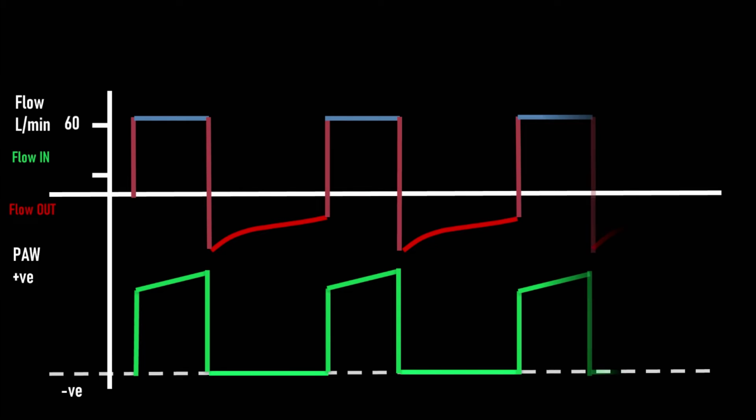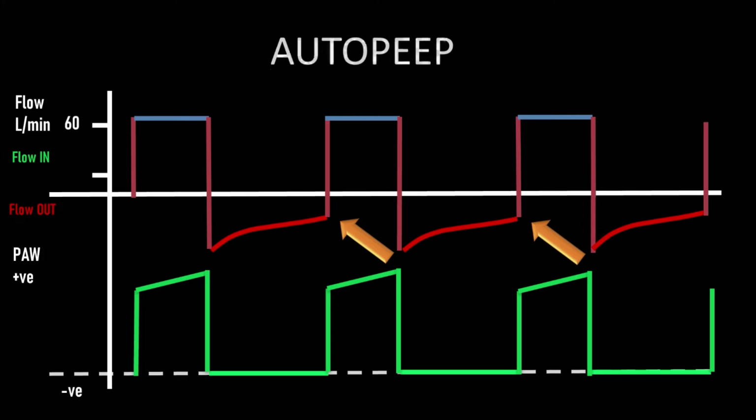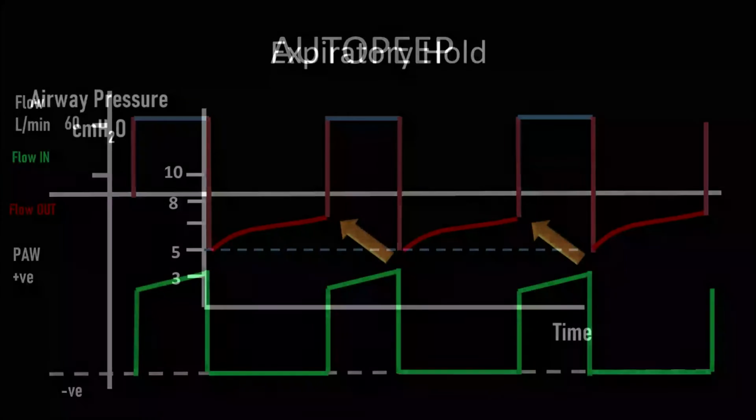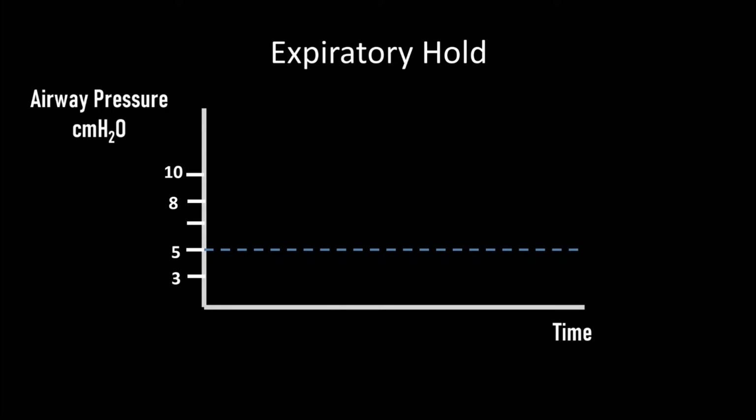You may recall this cartoon from the tutorial on flow waveforms and flow volume loops. I pointed out that the failure of the flow waveform to return to baseline in expiration is pathognomonic of auto-PEEP. However, to measure the amount of auto-PEEP, you need to go to the pressure waveform, and what you do is perform an expiratory hold. You can see that this patient has a PEEP of 5 centimeters of water, and we're going to pause exhalation and see what happens.